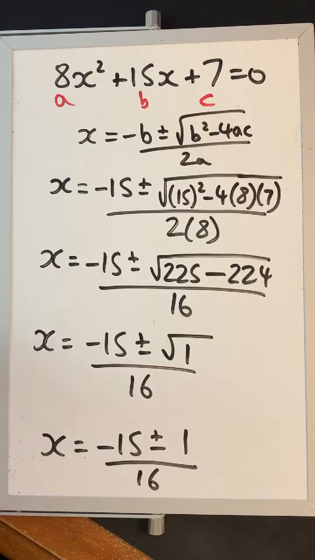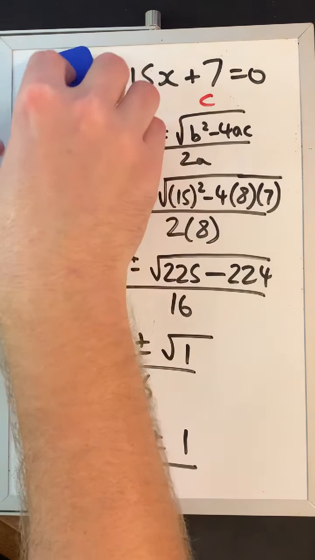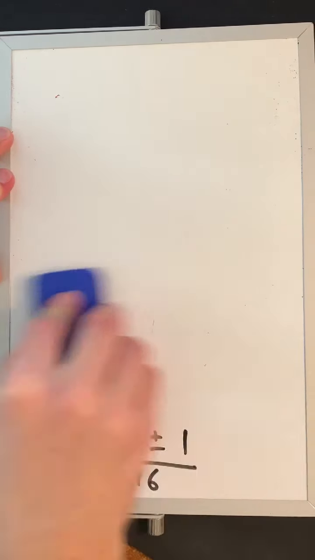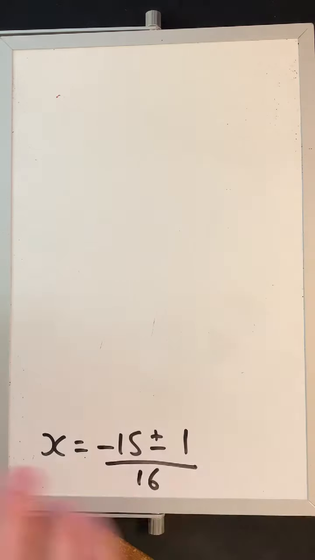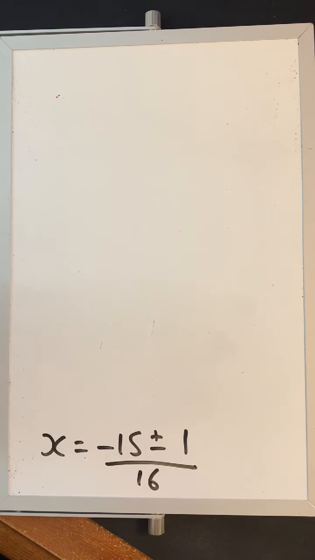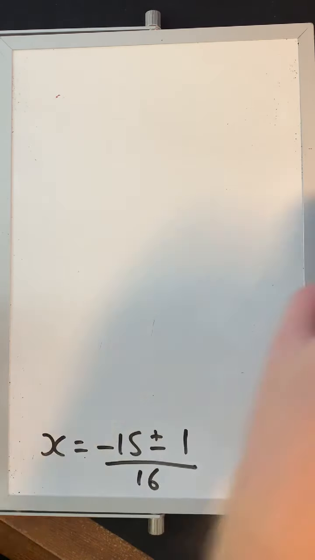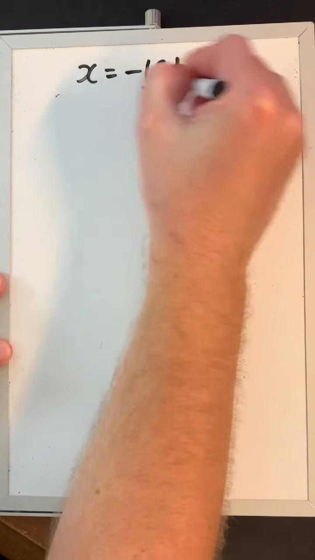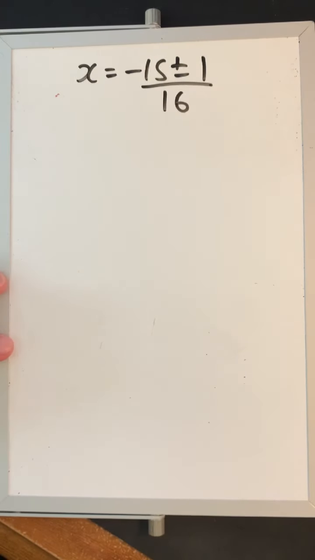Okay, so this is what we're dealing with now. Now remember, we've got two roots to a quadratic equation. We might end up with the same number, but we generally have two roots to a quadratic equation. So where do we get the two roots from this? Well, this is where the plus and minus part comes into play. So we've got x equals minus 15 plus or minus 1, over 16. If I just write that line down again.